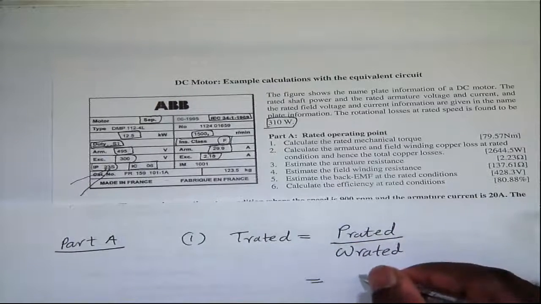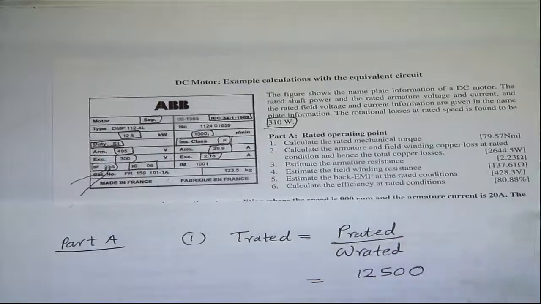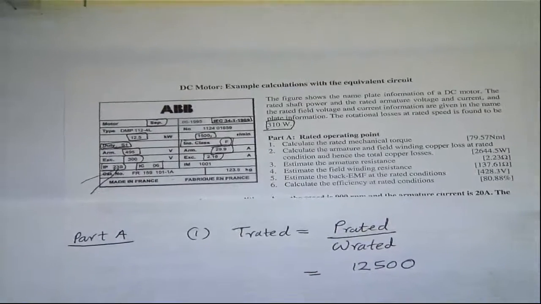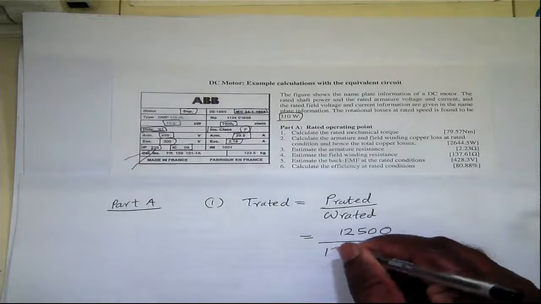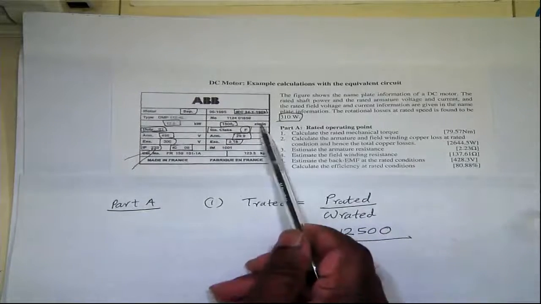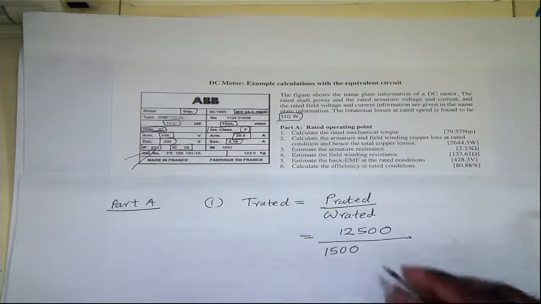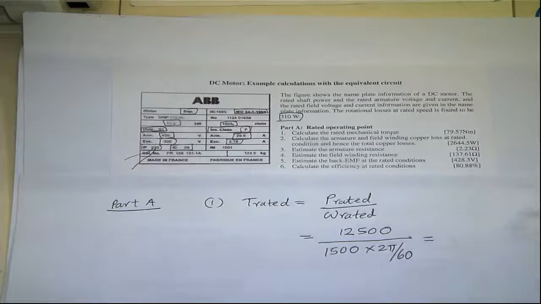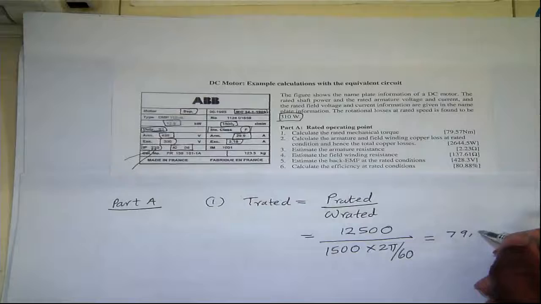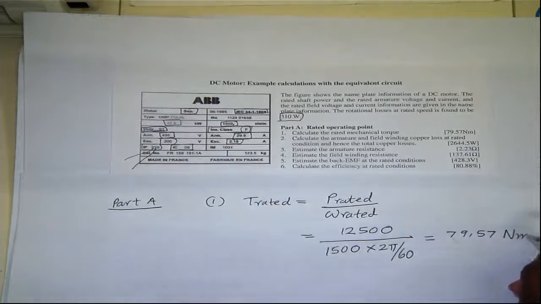This is 12,500, that's 12.5 kilowatt, divided by 1,500 RPM. This is revolutions per minute, so we have to convert it to radians per second. That will be 2 pi over 60. That gives you the rated torque, which is 79.57 Newton meter.